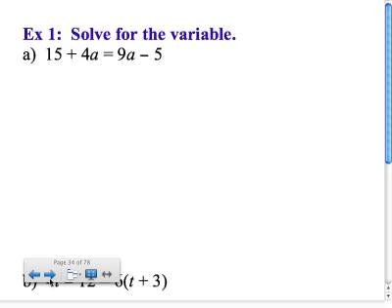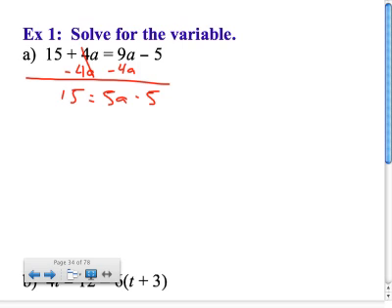Okay, so I have a few examples here that we'll take a look at. So the first one, simplify both sides. Already done. I can't do anything. Step two, subtract the smaller variable from both sides. So on the left-hand side, I have 15 equals 9a minus 4a is 5a minus 5. Add the constant. Now it's a simple two-step equation that we worked on before.